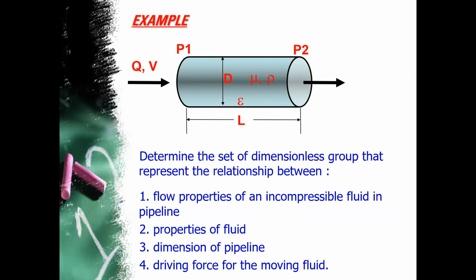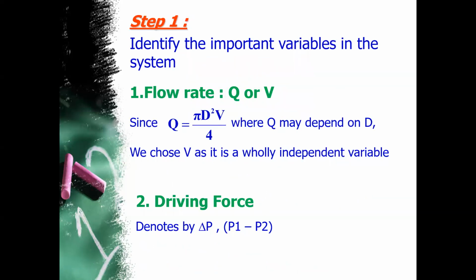So when it comes to dimensionless groups, of course, the question is how many dimensionless groups are possible from all of the variables. And then the second one is what are the exact dimensionless groups. So two things. Let's look at this one. Step one: identify the important variables in the system. So yes, we have done this.